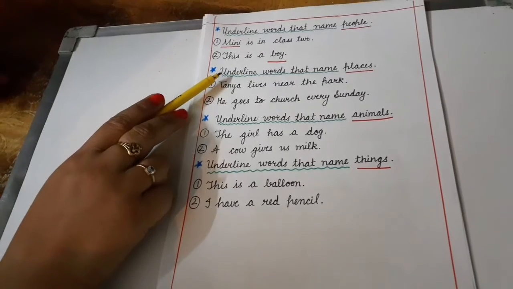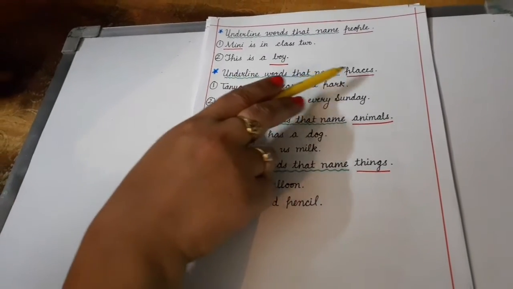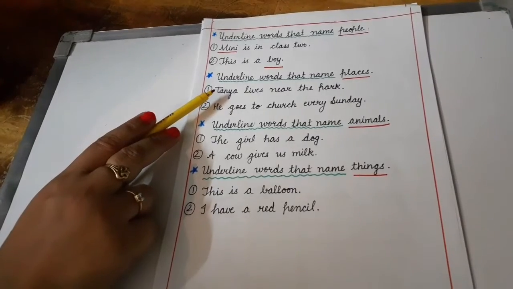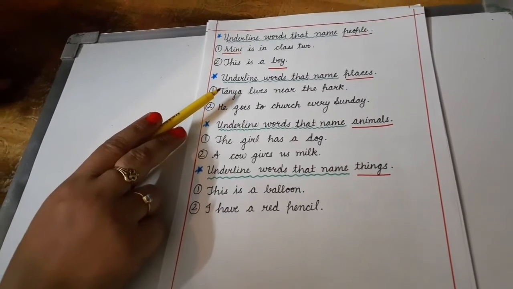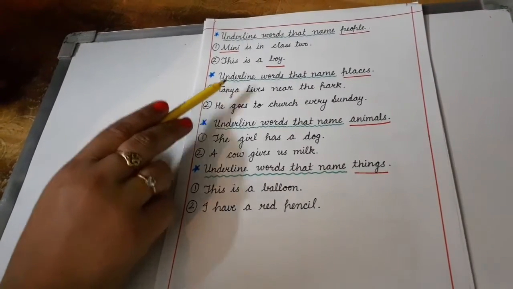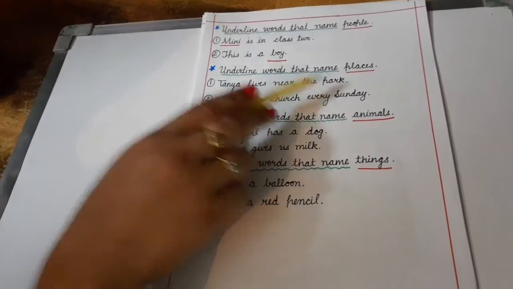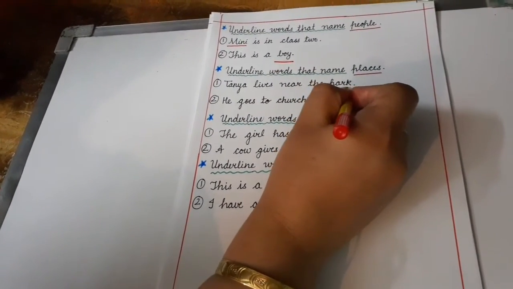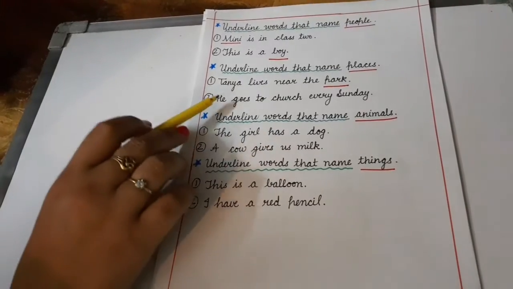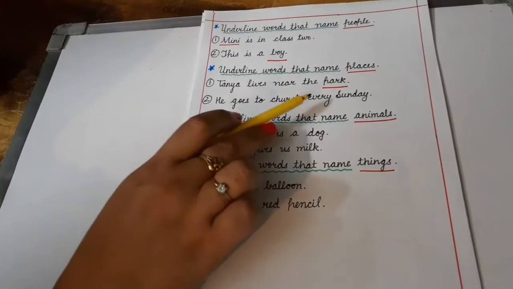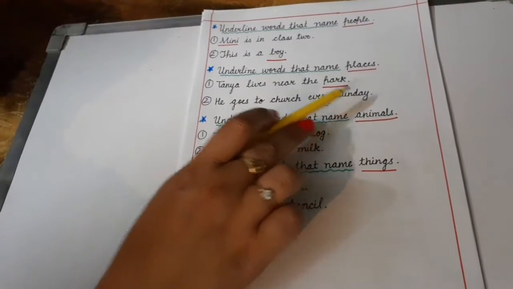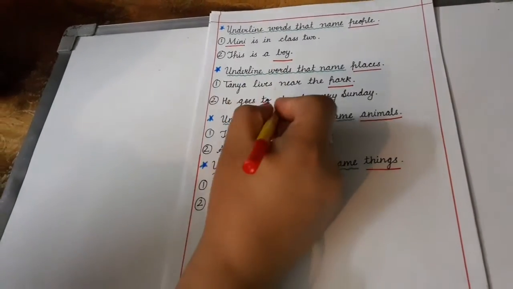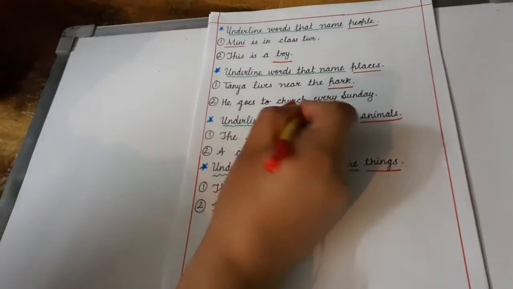Next, underline words that name places. In these sentences, we underline only the places. Tanya lives near the park. Park is a place, so it is a noun. He goes to church every Sunday. Church is a name of a place. So let's underline church.